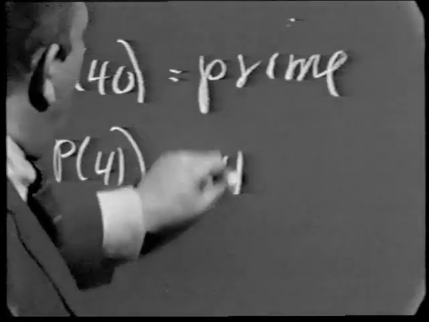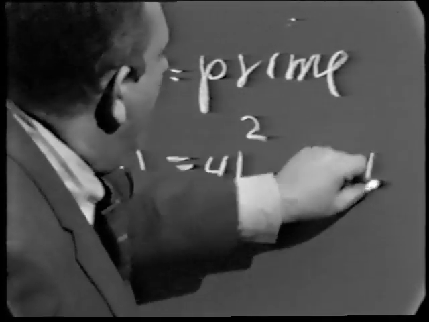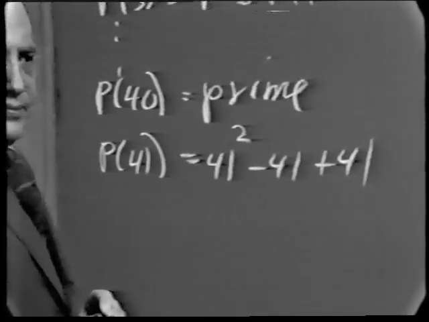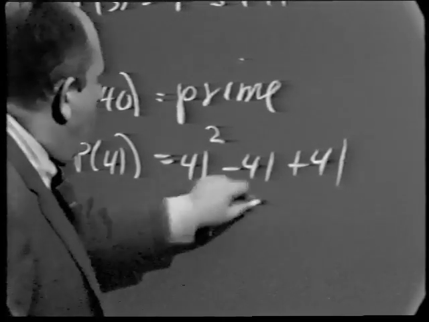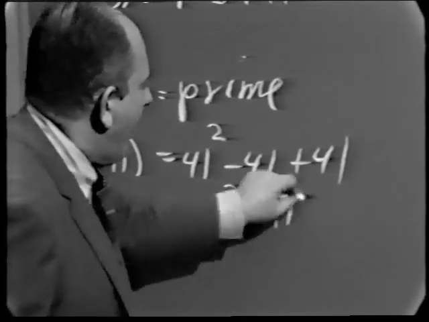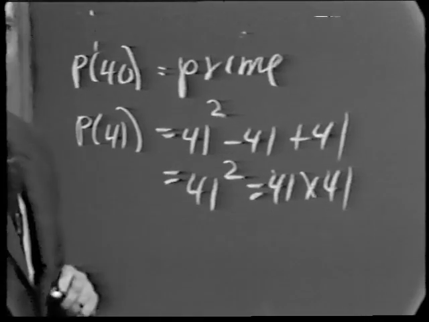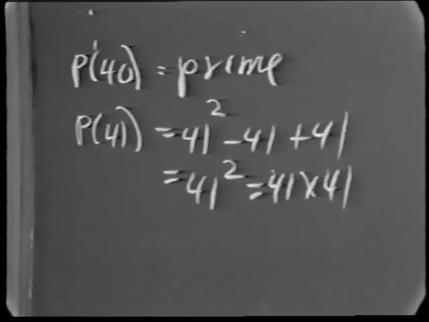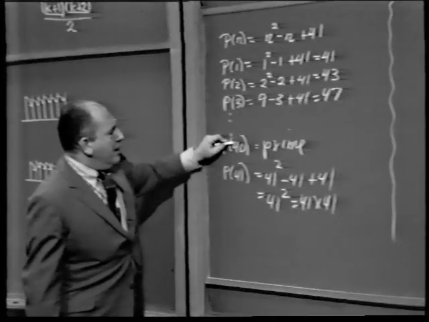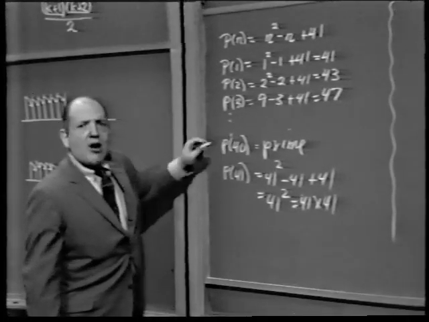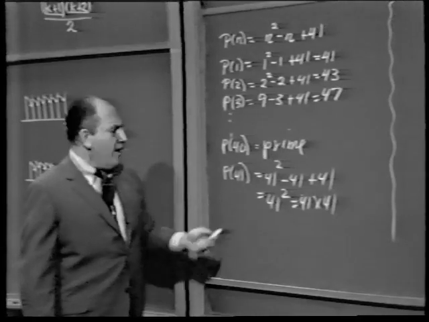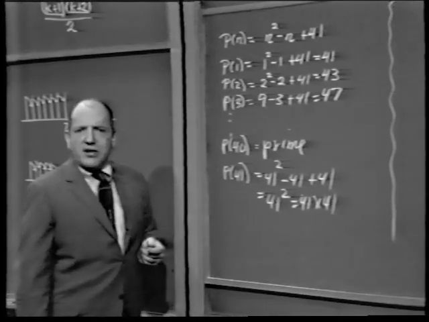This becomes 41 squared minus 41 plus 41. And this is 41 squared, which obviously is not a prime. It's 41 times 41. And here's an interesting example where a certain formula generates nothing but primes for the first 40 integers, but fails on the 41st integer.